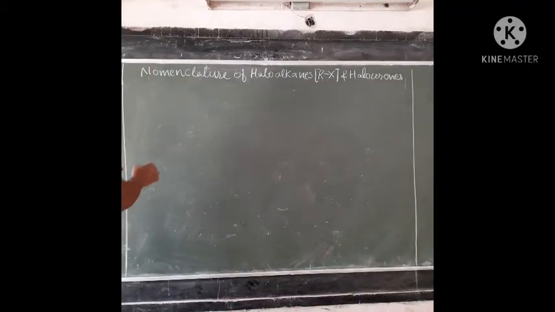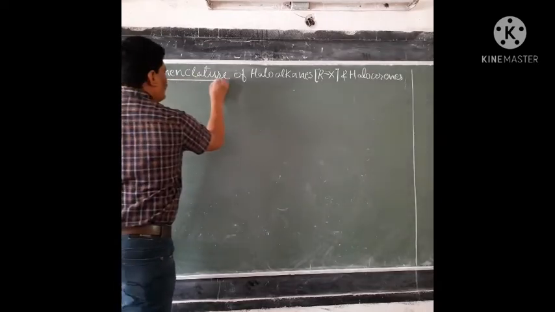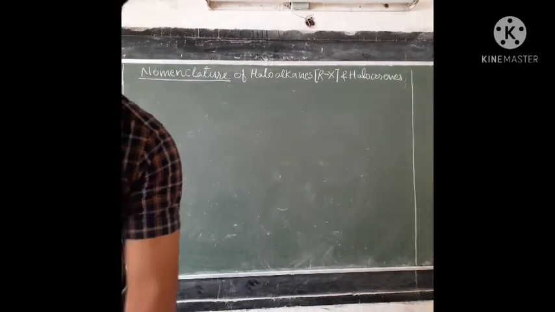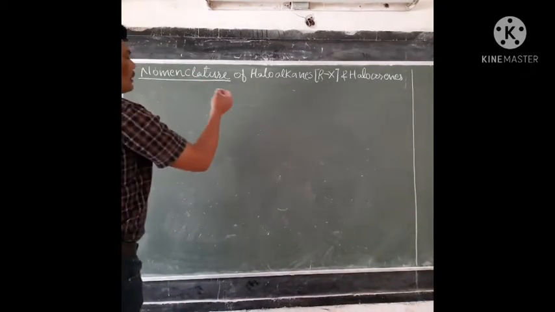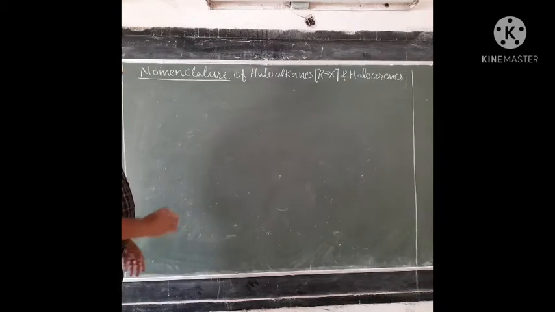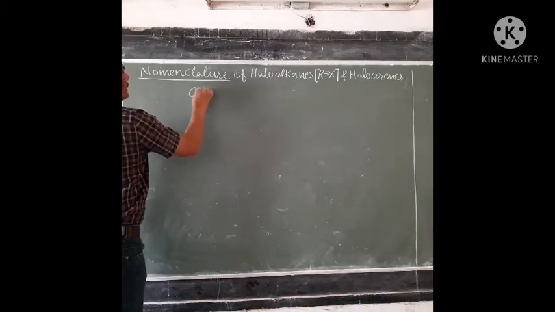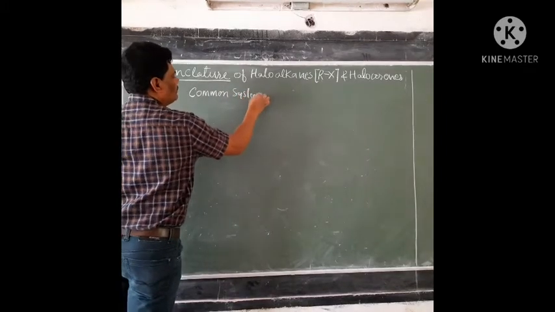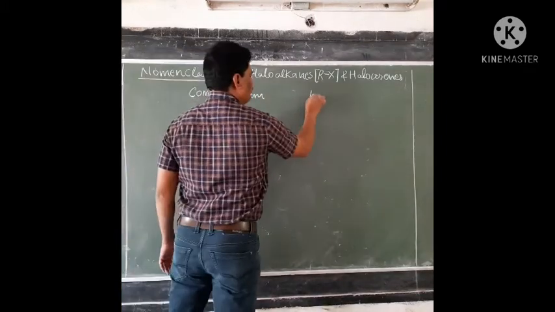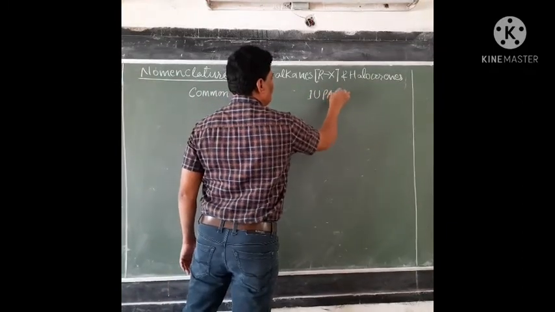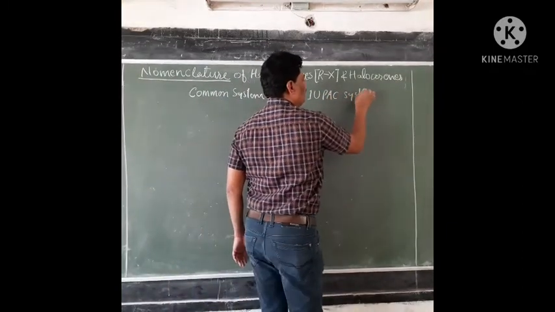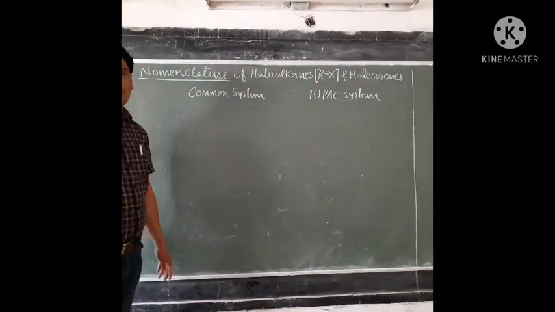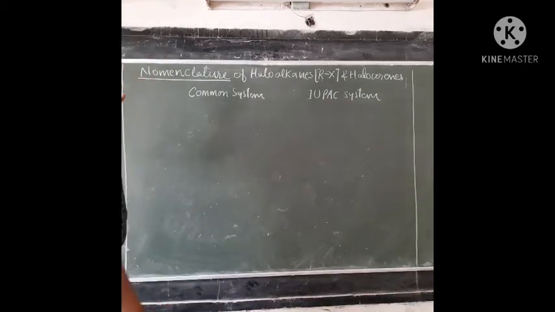Yes, student. Now, the next content is nomenclature of haloalkanes and haloarenes. In the nomenclature, there are two systems. One of the systems is called the common system of nomenclature, and one more system is called the IUPAC system of nomenclature. IUPAC means International Union for Pure and Applied Chemistry. So two systems are there.